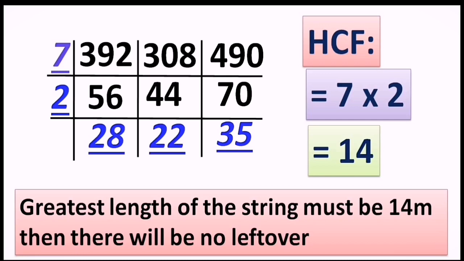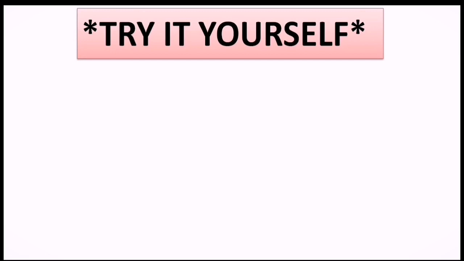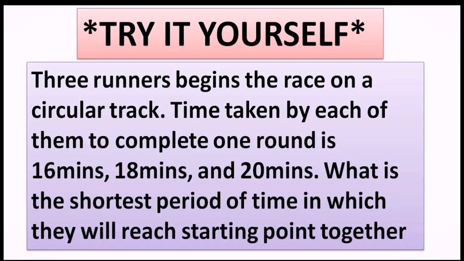Now, can you do one more sum, or I will give it to you and you have to try it yourself, right? There are 3 runners at the starting point of a circular track. The time taken by each runner to complete one lap of the circular ground is 16 minutes for the first, 18 minutes for the second runner, and 20 minutes for the third runner. Now what is the shortest period of time, shortest, why is sir stressing on shortest? It will give you the hint. Shortest period of time in which they will reach the starting point together.